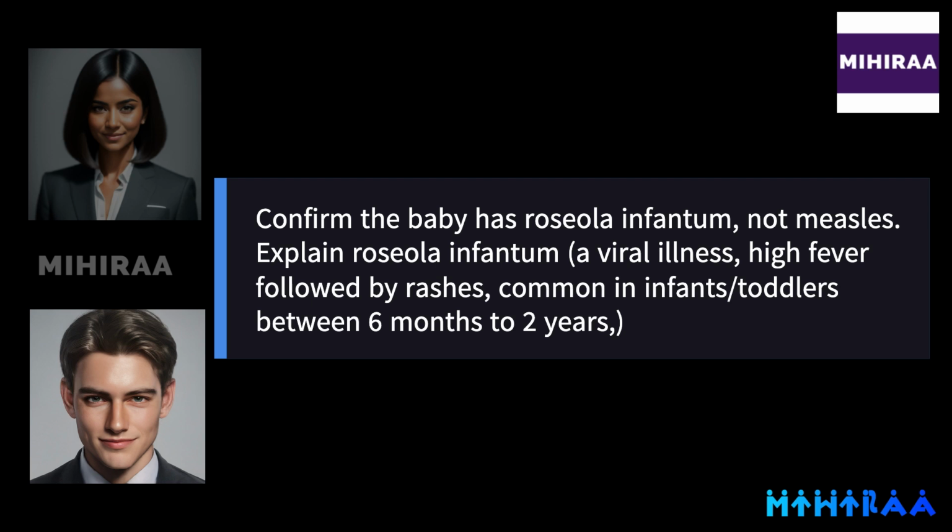Roseola Infantum is indeed a viral illness, and it typically manifests with a sudden onset of high fever, which can understandably cause concern for parents. Following the fever, a rash typically appears, adding to the distress. This condition is quite common among infants and toddlers, particularly between the ages of 6 months to 2 years. While it's natural to feel anxious, rest assured that we'll navigate through this together, ensuring Mia receives the care and support she needs to overcome this illness.